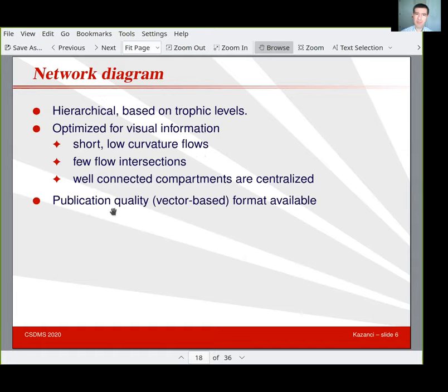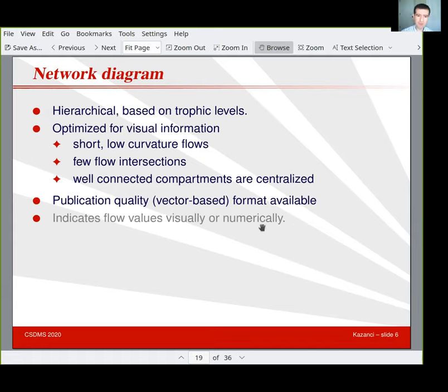And also, it's publication quality. The pictures that you see on the Econet website are going to be GIFs or PNG files. But once you click on the figure, it'll ask you to save it in EPS format, which is vector-based. A figure in EPS format can be converted to a GIF, a PNG, or a JPEG of any size. So you can include it in a paper or a poster, you can magnify it, and it'll always look smooth.